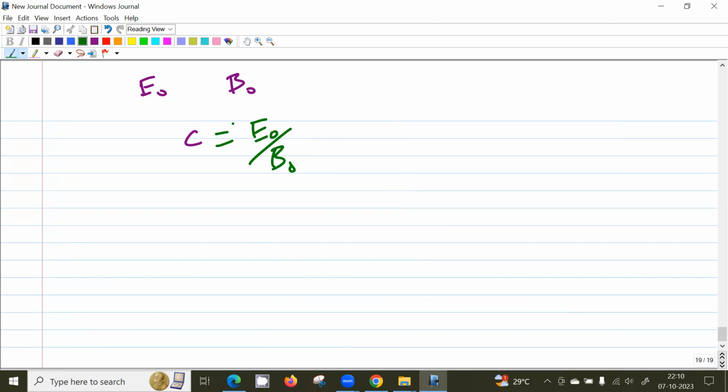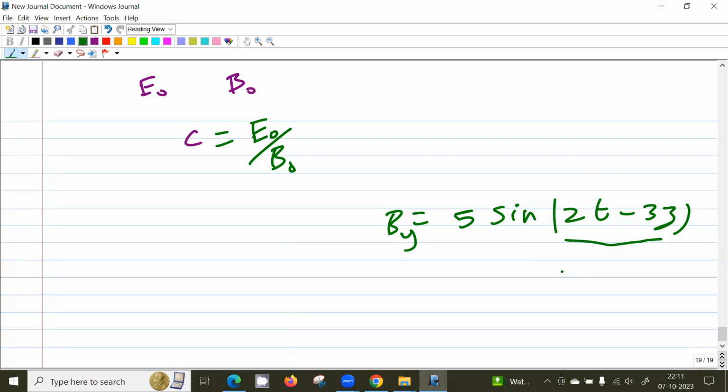Suppose in a problem, I say B of the electromagnetic wave is some value times sine of (2t minus kz), where k is some 3 into z. Once I look at this, I should know this is a wave traveling in the z direction.